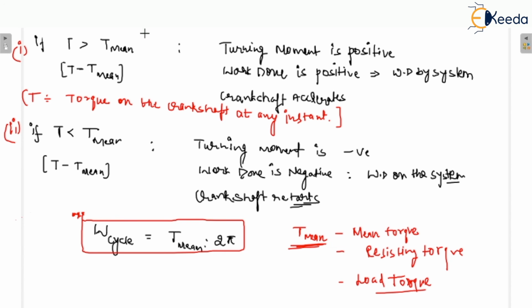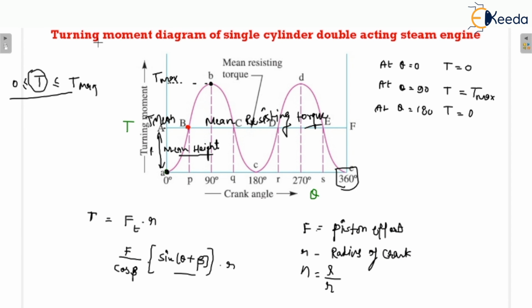Now you have to understand again what I have explained here. This was the turning moment diagram of a single cylinder double acting steam engine. This is the turning moment, and the crank angle rotation is from 0 to 360 degrees, that means 2 pi. Here there is a horizontal line which represents the mean resisting torque. We need to consider the turning moment of the engine. If the turning moment of the engine is greater than T mean, then the work done is positive, and at this position the crank accelerates and the work is done by the system.